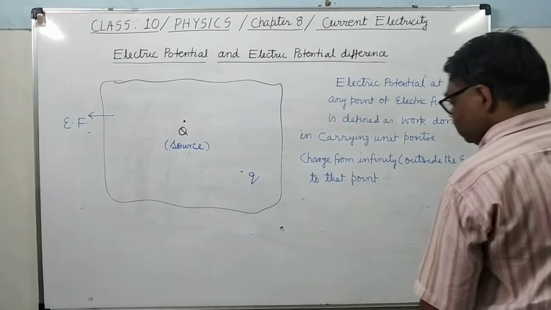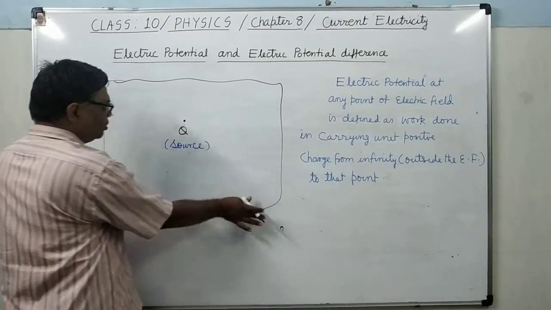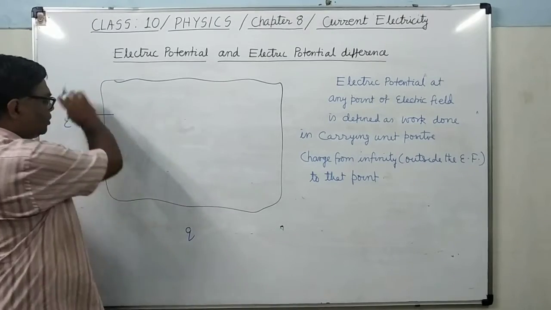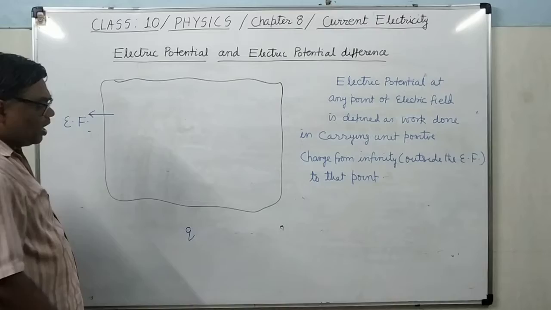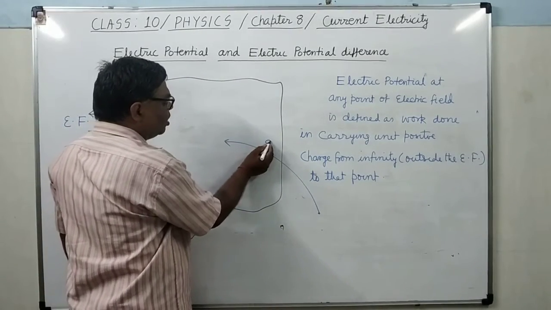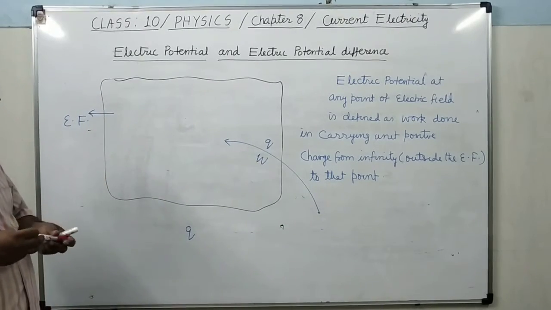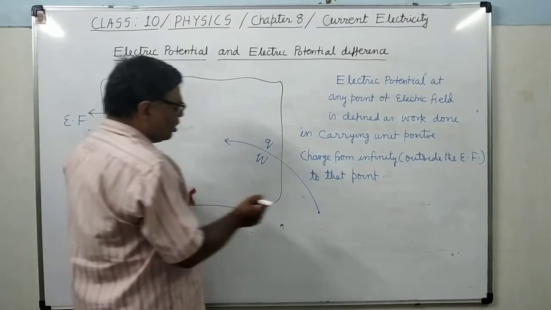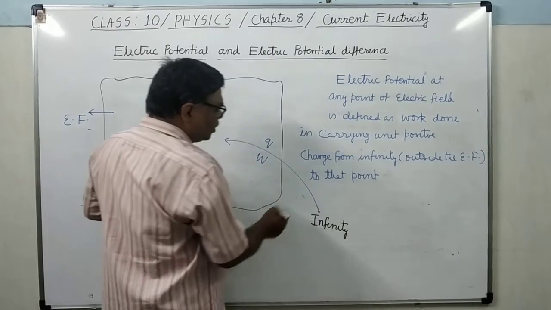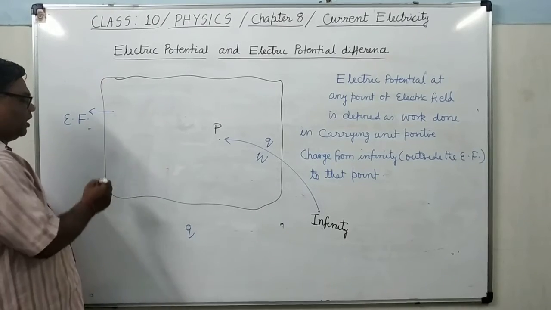Means you can see here, suppose on carrying charge small q, suppose this is the region of some electric field, and on carrying charge small q from here to here, W work is done in carrying charge small q from infinity to the point P. This is infinity because this is outside the electric field region. To the point P, W work is done. Then what will be the electric potential?